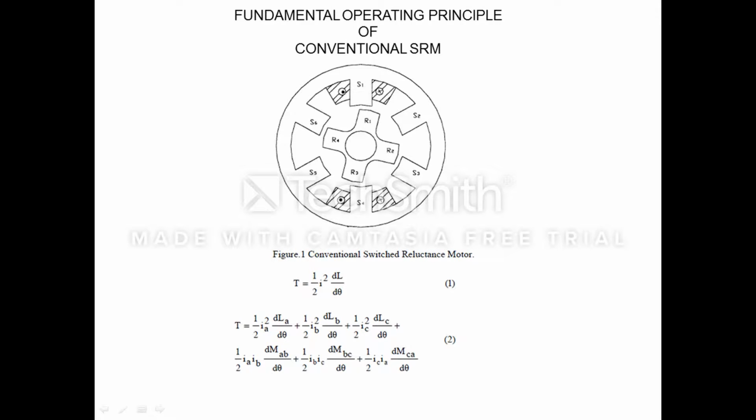In contrast to conventional SRM, the new winding configuration allows producing the entire torque from changing mutual inductance between phases. Next, we'll deal with the fundamental operating principle of conventional SRM. In order to explain the basic principle of operation, an example of a three-phase 6/4 SRM will be used. The main principle of operation will remain the same in machines having different stator-rotor pole configurations.